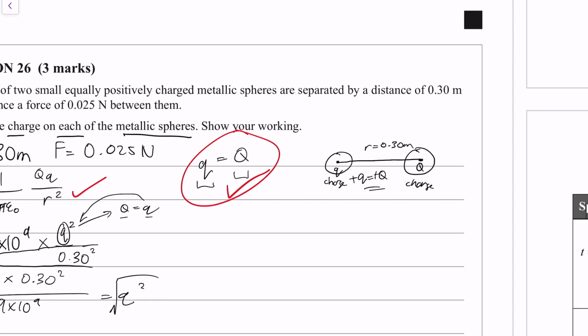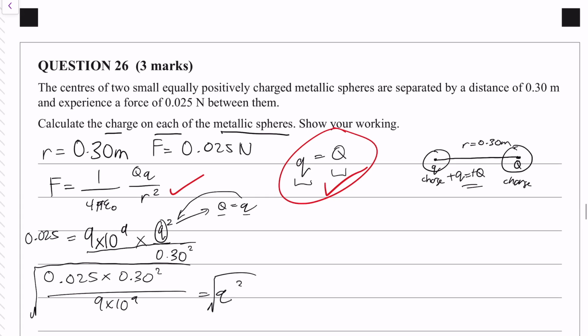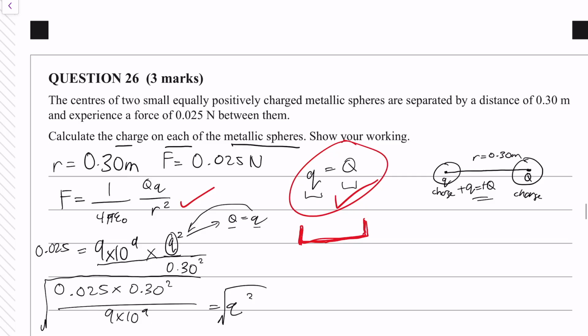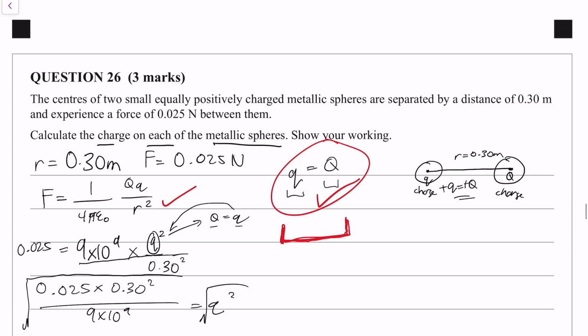So make sure you give your facts, very important. Say what you know, okay? It's an easy way to get full marks. It's literally just writing down what the question is saying, but in mathematical terms and in physics terms. So 2 small equally positively charged metallic spheres, I'm just going to say Q1 equals Q2, okay?